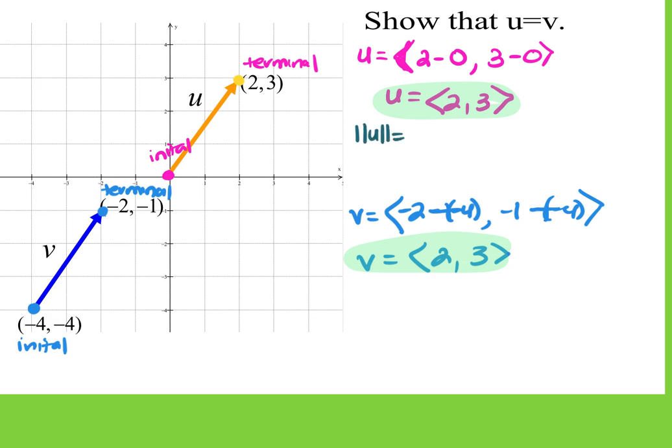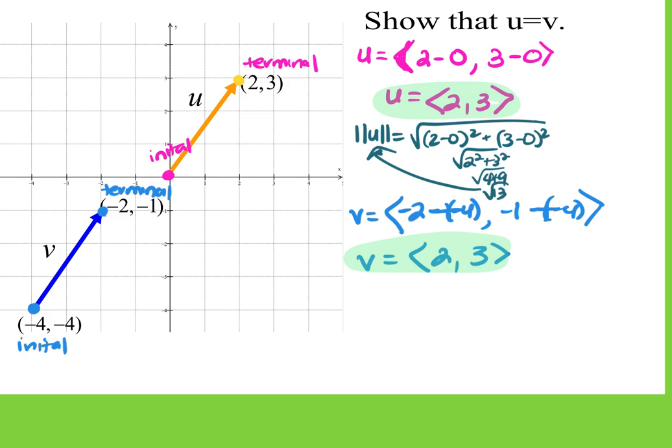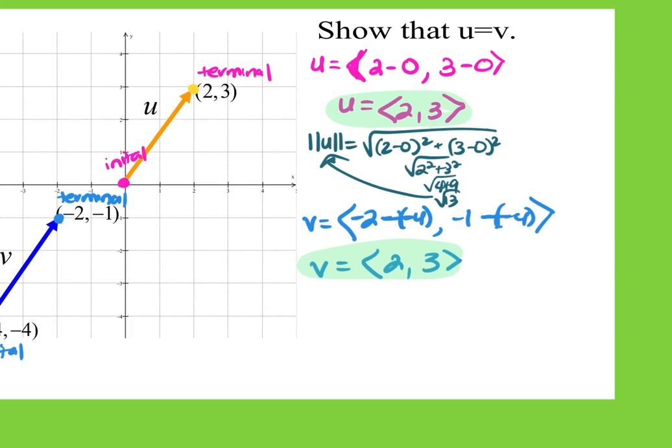Magnitude of u, I use the distance formula, or I can do a squared plus b squared from what I just found. So distance formula would be 2 minus 0 squared plus 3 minus 0 squared. Square root of 2 squared plus 3 squared. Square root of 4 plus 9, which is square root 13. And that's the magnitude of u, square root 13. I could have also done square root of 2 squared plus 3 squared based on my component form. Either way, I still get square root 13.